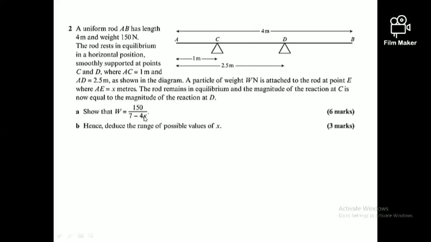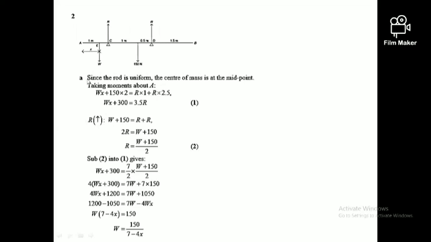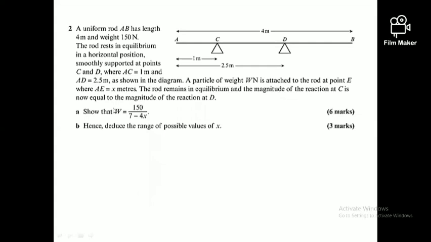Let's come to the first question. As I mentioned in the previous section, the two reactions are the same and the weight is downwards, and we will assume that the weight W acts at a distance of x. What is the fact over here? They mentioned AE is x. At AE of x meters, there would be an object weight of W newtons. That's how it came.